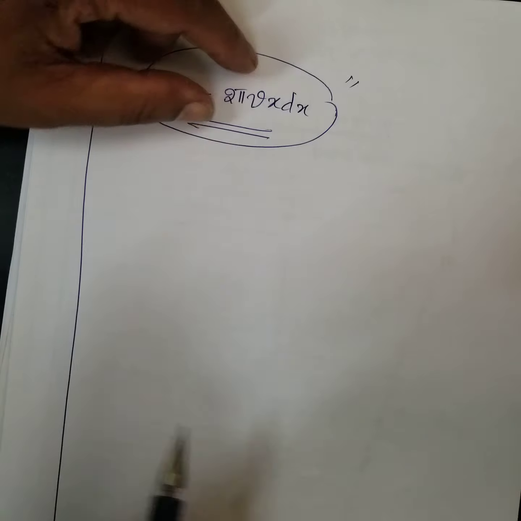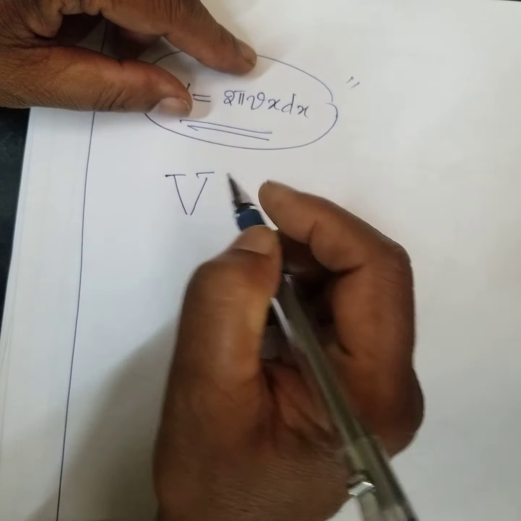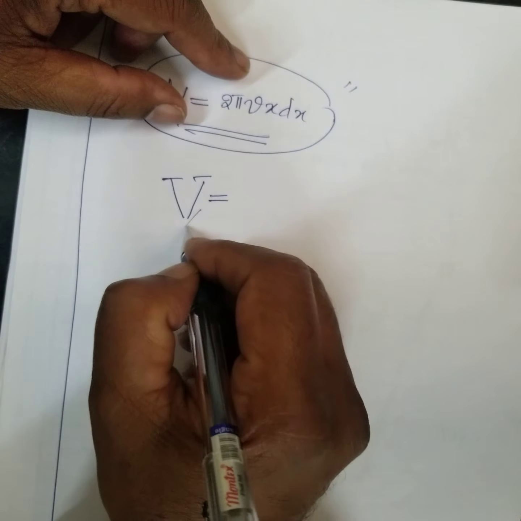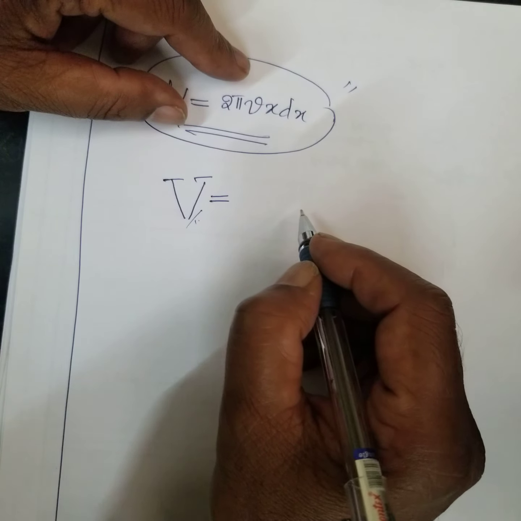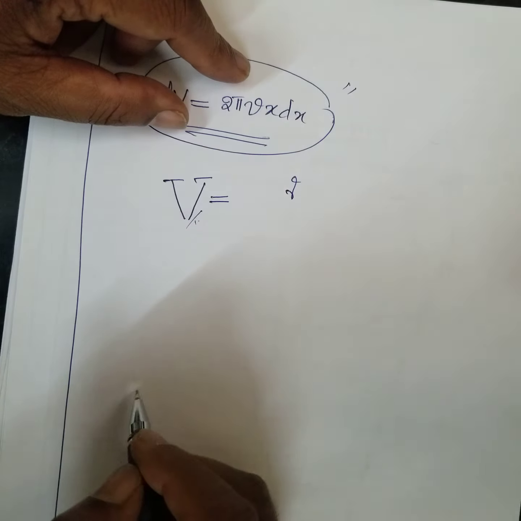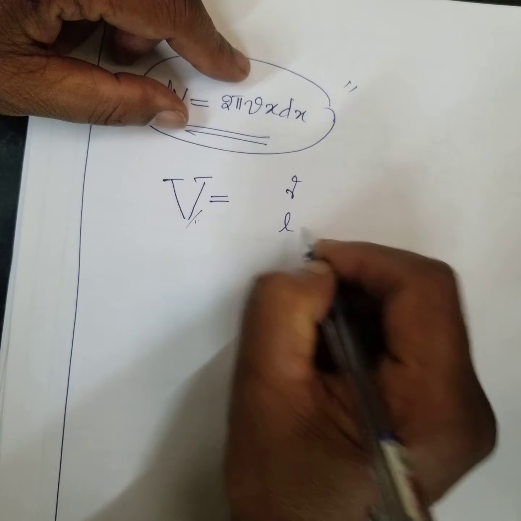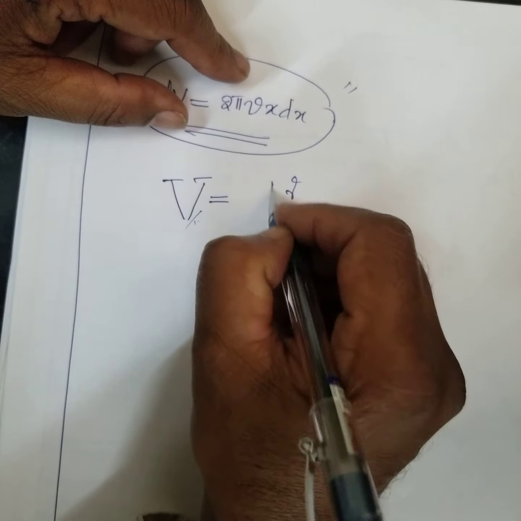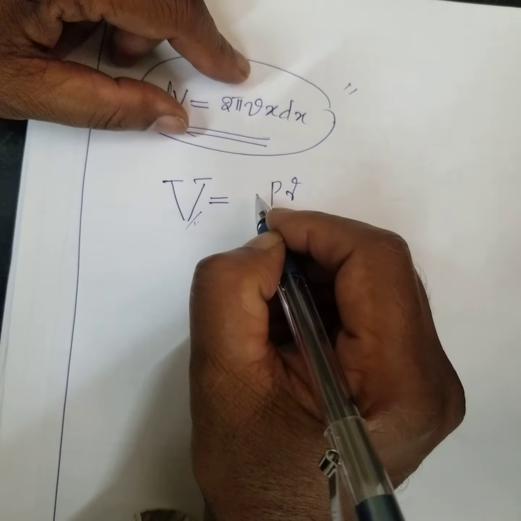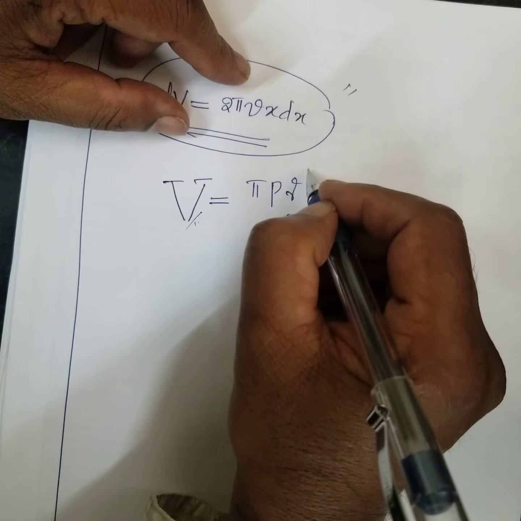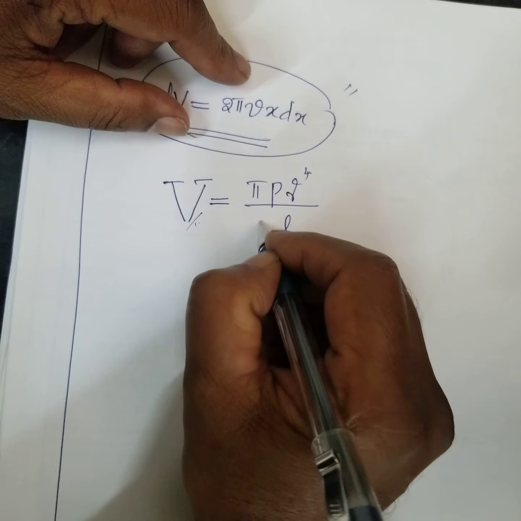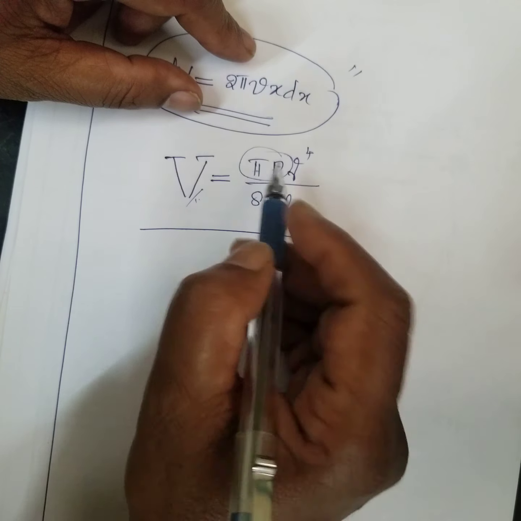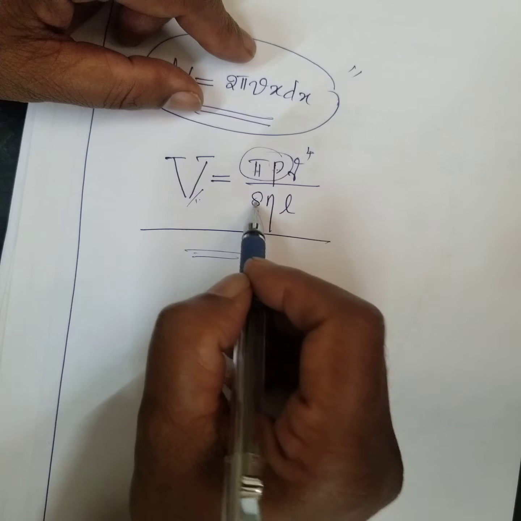What is the derivation you are going to do? V is the volume of the liquid coming out per second out of a narrow tube of radius r, and whose length is L, and whose two ends are maintained at a constant pressure P, is given by pi P r to the power of 4 by 8 eta L. This you are going to derive. Remember, pipe means pipe only, no? Pipe or tube, a long pipe.